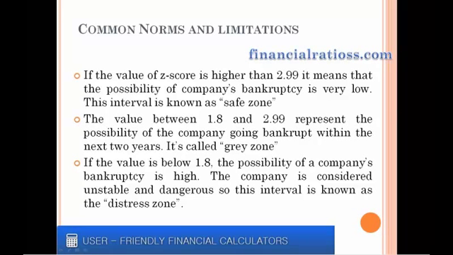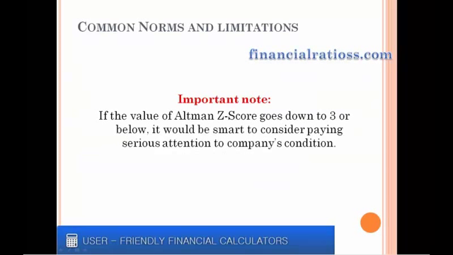If the value of Altman Z-score goes down to 3 or below, it would be smart to consider paying serious attention to a company's condition.